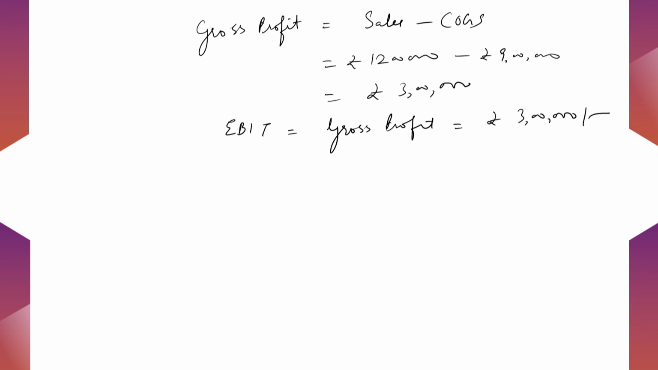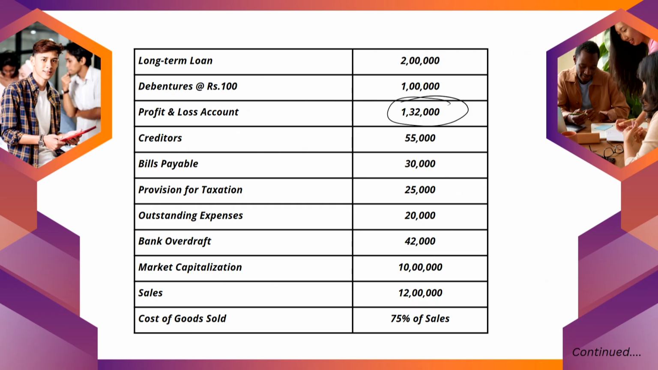Moving to the next step. Now, we calculate total liabilities to outsiders. Total liabilities to outsiders, if we see into the question, we can calculate the different liabilities which are given in the question under the name of long term loans, 2 lakh rupees. Debentures is also an outsider liability of rupees 1 lakh, and we have also calculated the current liabilities. So all these are the outsiders' liabilities.